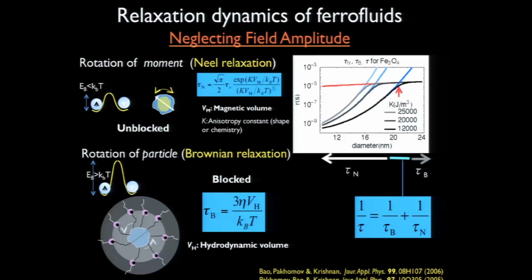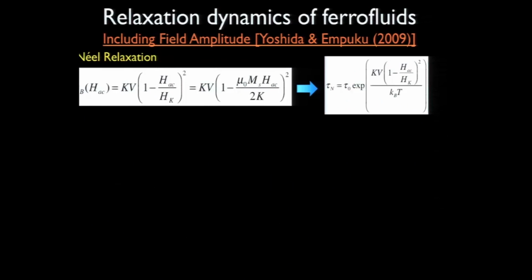Now, in our case, we cannot neglect the field amplitude because we are applying about 20 millitesla field amplitude when we actually do the measurements. If you do that, then you have to include the field amplitude. For the Néel relaxation, you saw all this very complicated modeling from the Brown paper in 1963, but it can be simplified to a very simple form, where the energy barrier has an energy term that depends on the field amplitude. The physical understanding is that as you apply the field amplitude, the energy barrier goes down, and it goes down exponentially with the field.